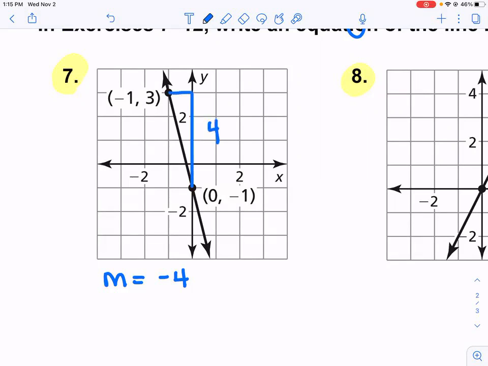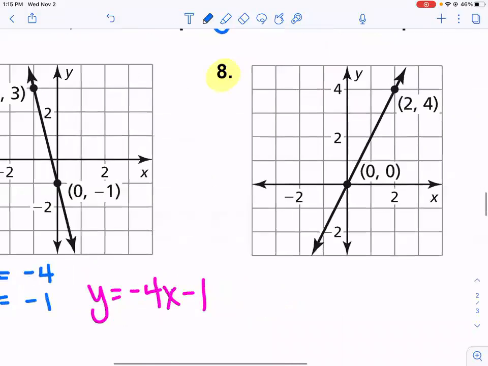Okay, so our rise was 4, our run was 1, and it's a falling line, right? So -4, we're good with that? Yeah. Okay. Estelle, what's our y-intercept? I got -1. Okay. So if we're gonna write this, we're gonna write y equals -4x minus 1. Beautiful.